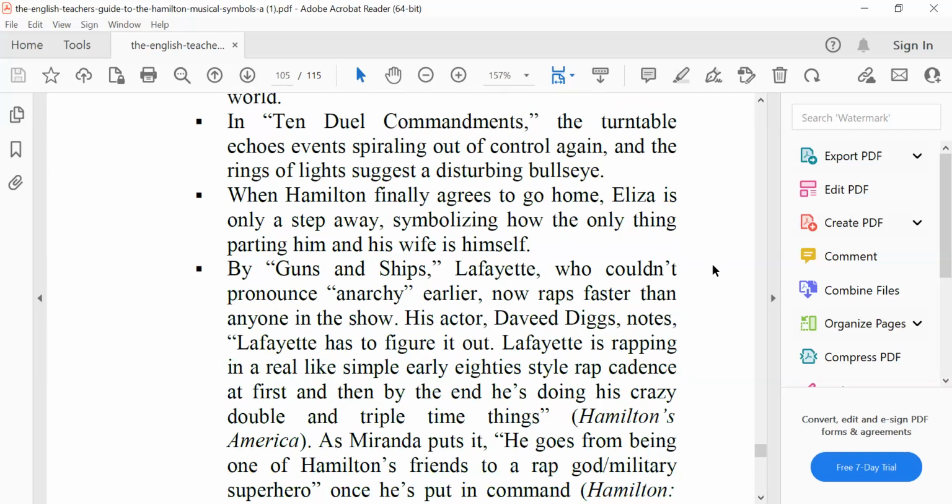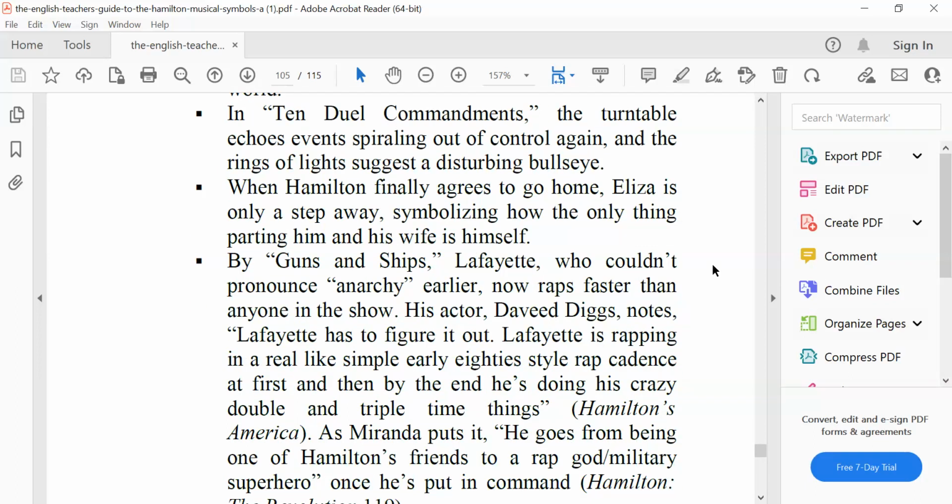Ten Duel Commandments, we continue with the turntable, also suggesting everything's spinning out of control. And we've got these rings of lights like a bullseye, appropriate for who's in the line of fire and going to get shot here.